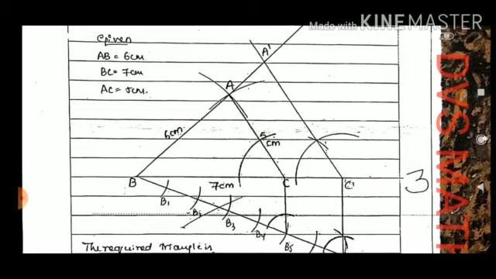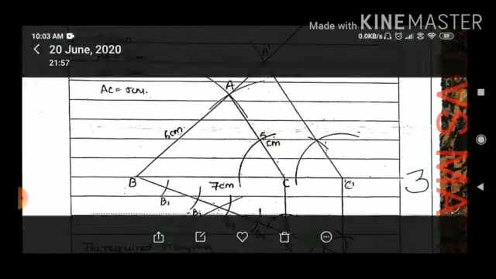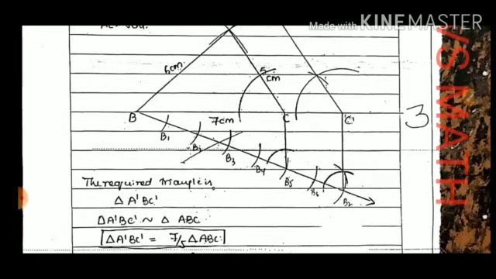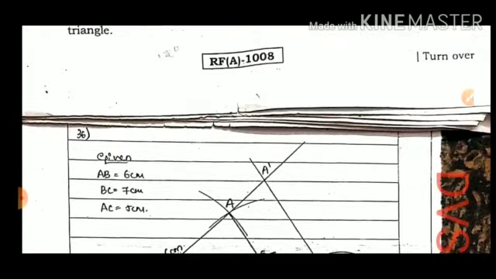See, as you all know, first write the given part AB, BC, AC. As you know, the greatest length you take as the base and the remaining you take as the sides. You get the first basic triangle. Here also there are separate marks for each and everything. For the basic triangle you have marks, for taking an acute angle you have marks, and for constructing another similar triangle you have marks. Finally, you have to write that the required triangle is A dash, B, C dash, and it is similar, and this is 7 by 5 times of ABC. So this is how you will get full marks in this question.